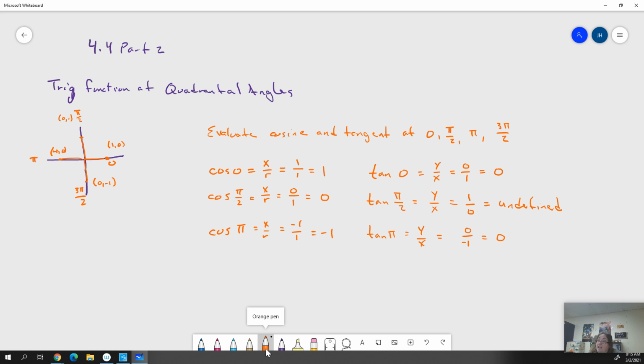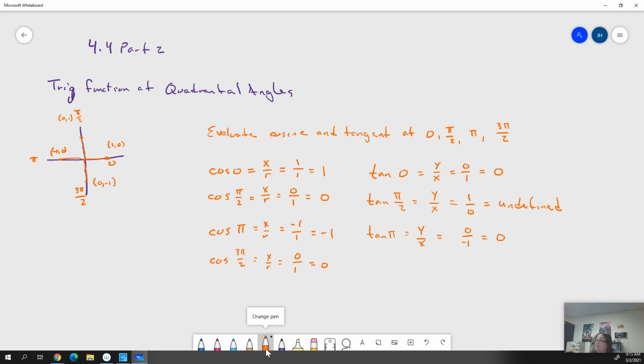And last but not least, our last quadrantal angle is 3 pi over 2, right? So we're going to go cosine of 3 pi over 2, which is x over r, and we know our r is just 1, right? What is our x?